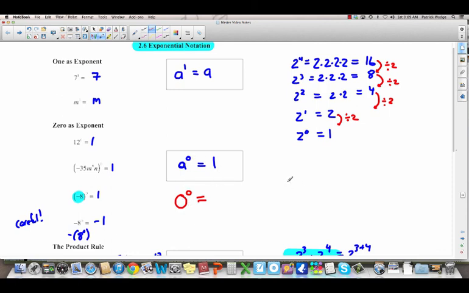But something else you've learned, or you just can tell, is that 0 to any other power, like 0 to the 5th, what does that mean? That means 0 times 0 times 0 times 0 times 0, it's 0. What's 0 to the 4th power? 0 times 0 times 0 times 0, it's 0.